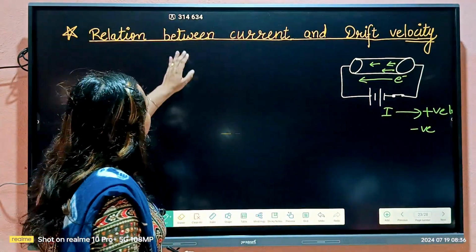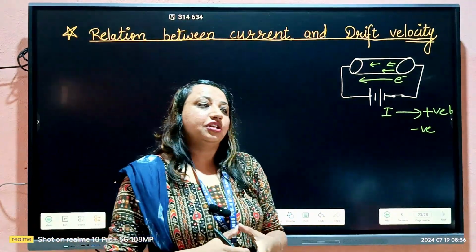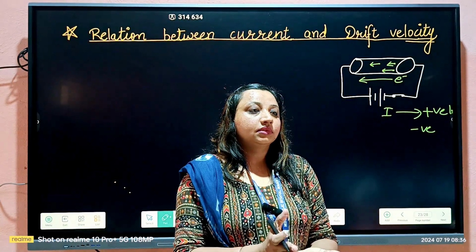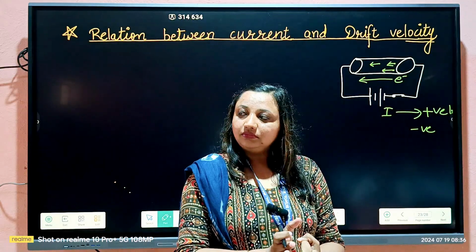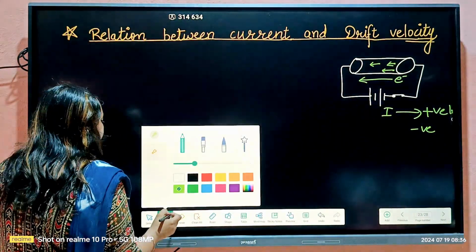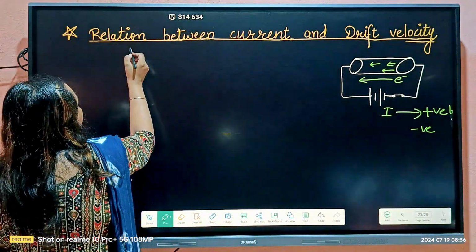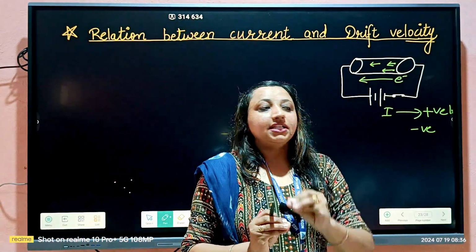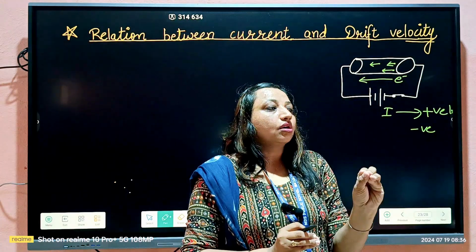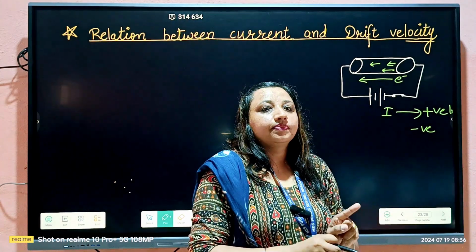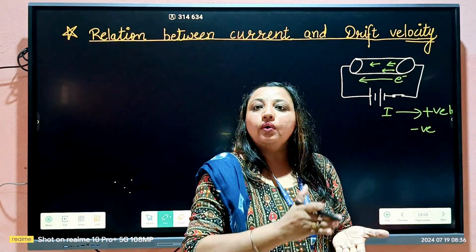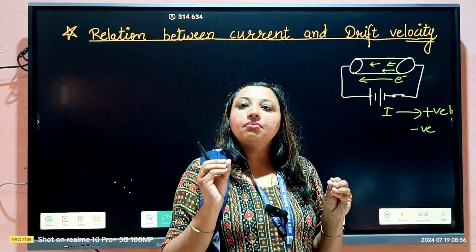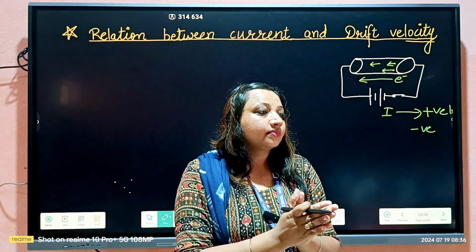So here we have to derive the relation between current and drift velocity. The current starts flowing due to the drift velocity, because electrons get a drift, they can move, and hence current starts flowing. There are n number of electrons in the conductor.